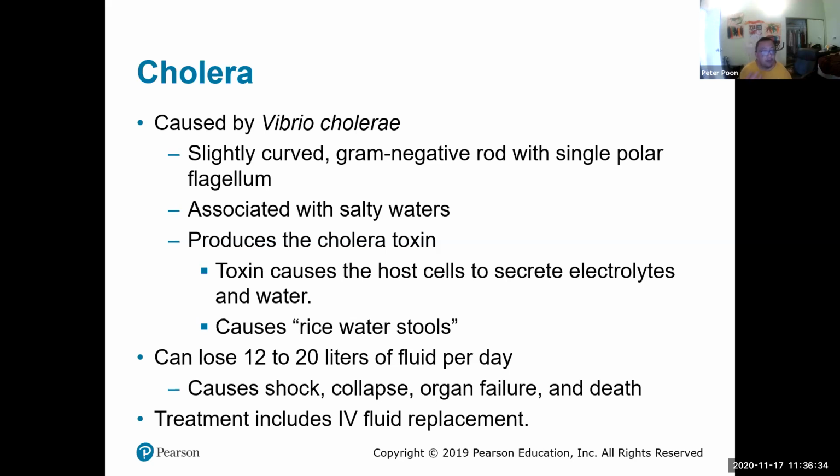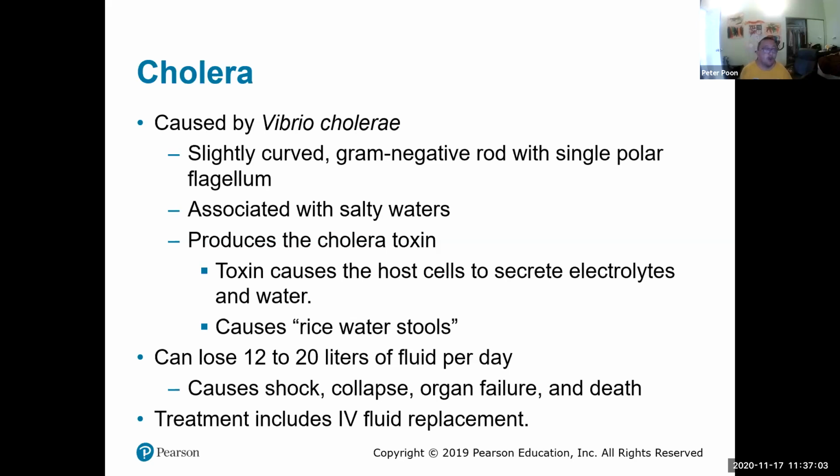It is actually the virus that causes the bacteria to produce the cholera toxin. So not all Vibrio have it. It's a bacteriophage that harbors the toxin. The toxin causes the host cells to secrete enormous amounts of electrolytes and water.